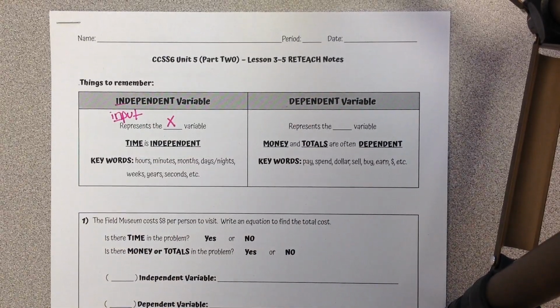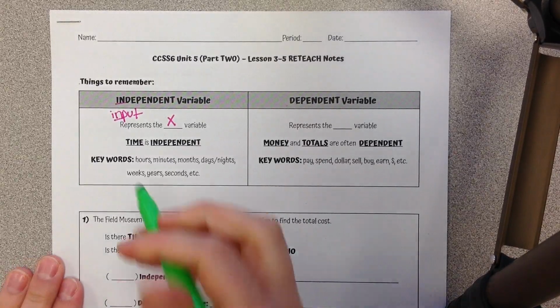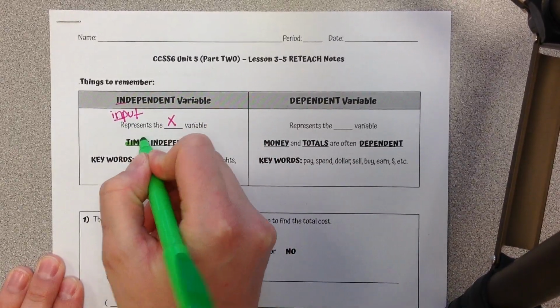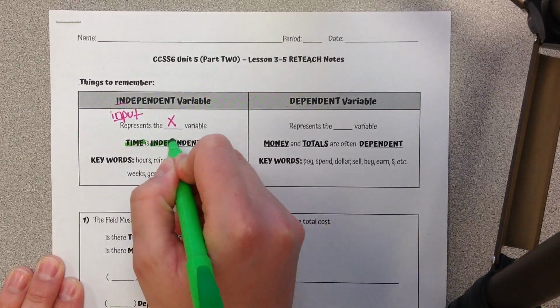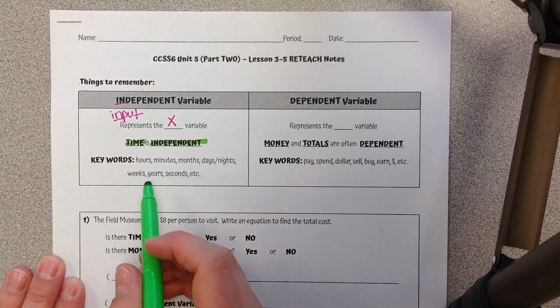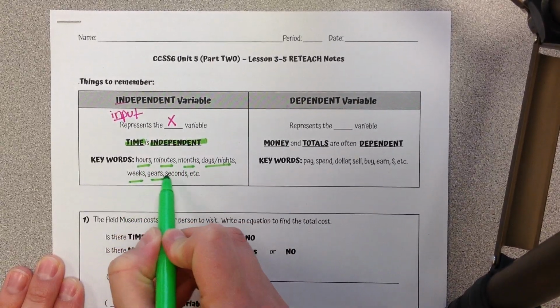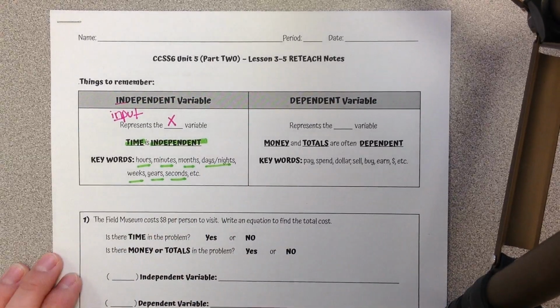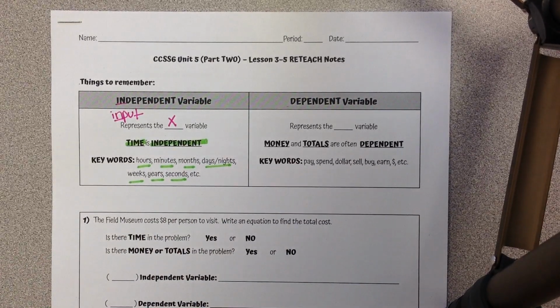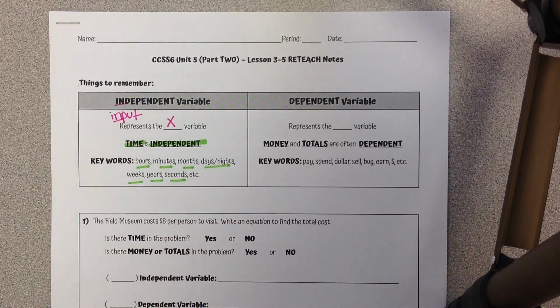Okay, the first question you ask yourself always is there time in the problem? Time is always independent, okay? And then these are our keywords down here that mark time. Hours, minutes, months, days or nights, weeks, years, seconds, anything that has to do with time. So the first question, is there time? If so, that's going to be my independent variable.